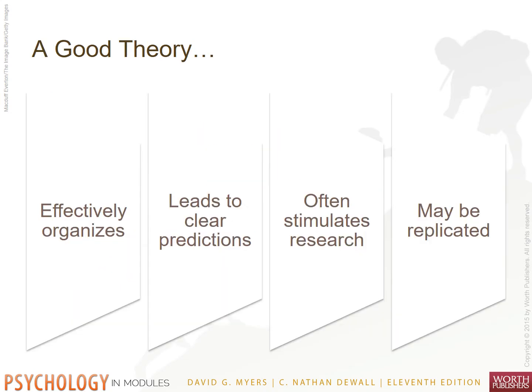So let's go back to theory. A good theory organizes information, leads to clear predictions or hypotheses, stimulates research, which means people get interested in the theory and they test aspects of the theory, and of course may be replicated. So the more you replicate an experiment, or a research project based on the theory, the more support you lend to the theory.